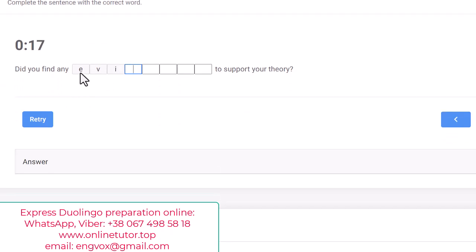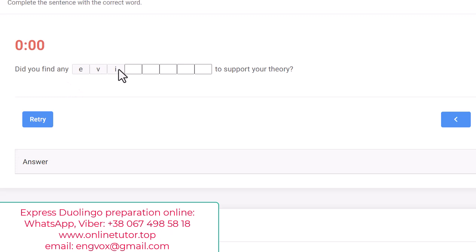Did you find any evidence to support your theory? What is the part of speech? What do you think? In part of a sentence, did you find a verb, any? I don't remember how to call this pronoun. Yes, relative pronoun. No, possessive. No. Okay, it's a pronoun.